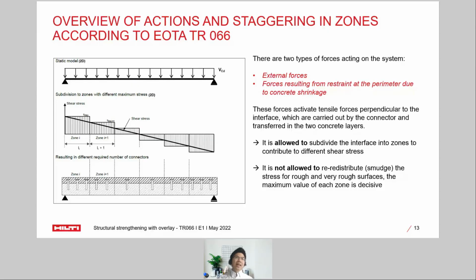As you can see here, again, we have the shear load on top, later converted into shear stress. According to the code, it is allowed to subdivide the interface into zones to contribute to different shear stress. It is not allowed to redistribute the stress for rough or very rough surfaces. The maximum value of each zone is decisive.